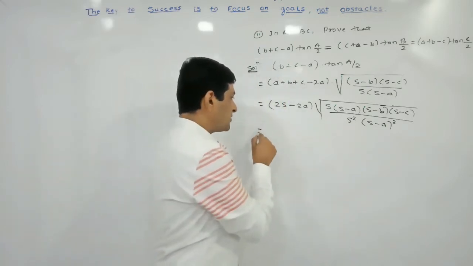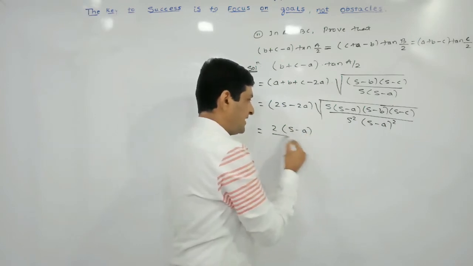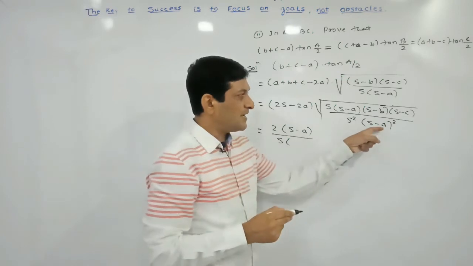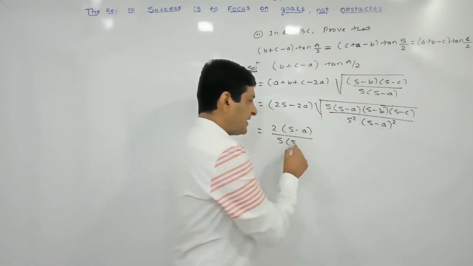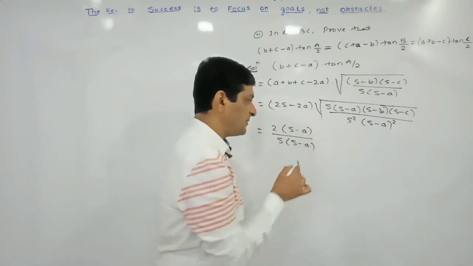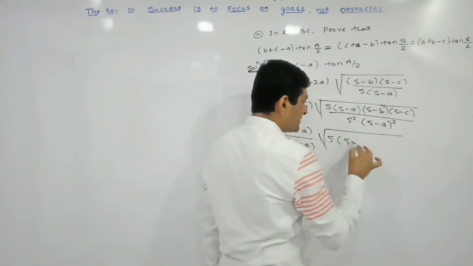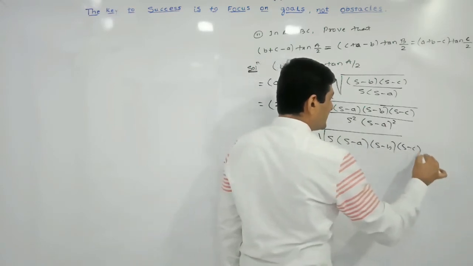So which is equal to, here if we are taking 2 common, the remaining term is S minus A, and here S square outside the root will become S, and S minus A whole bracket square outside the root will become S minus A, means the root will get eliminated. Which are the remaining terms in the root? S into S minus A into S minus B into S minus C.